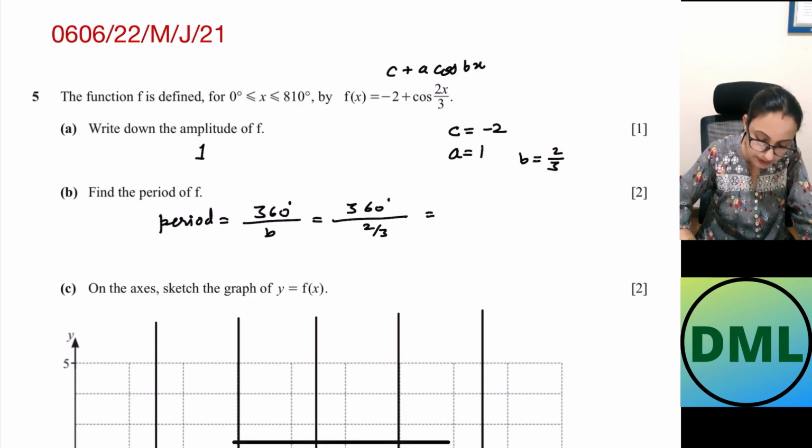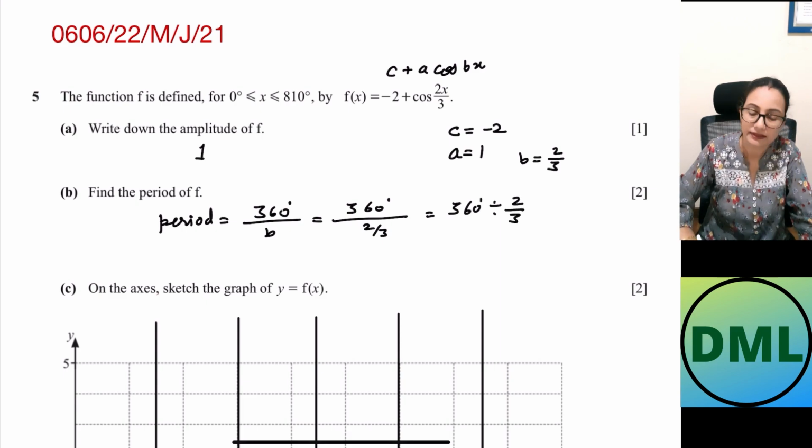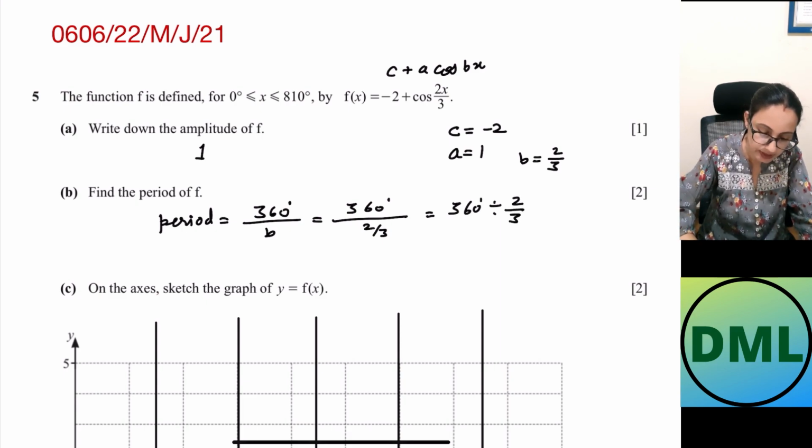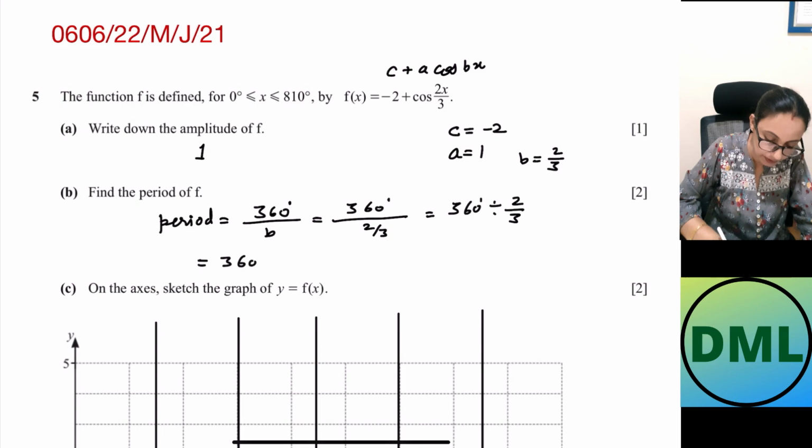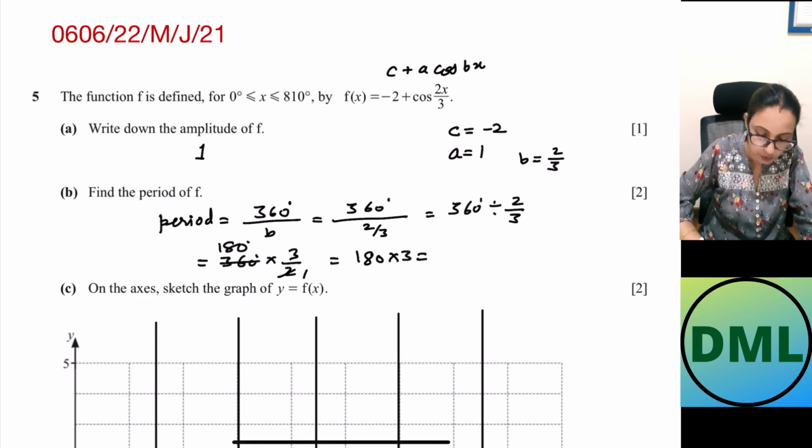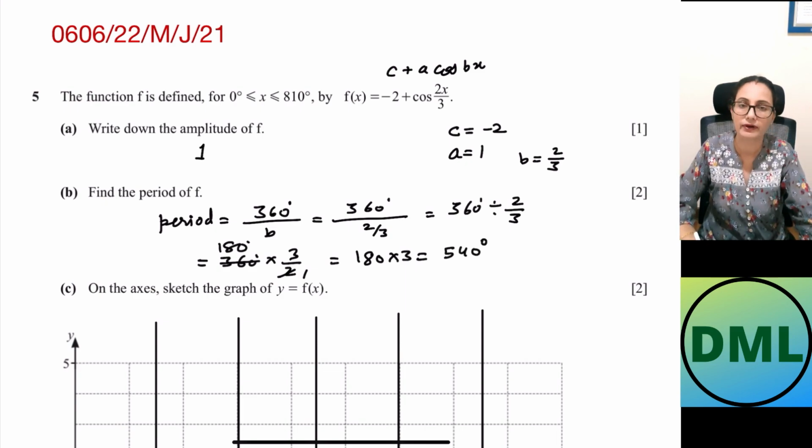How do we solve this? This will be equal to 360 degrees divided by 2 by 3. If I change this division sign into a multiplication sign, this will be flipped. That will be equal to 360 degrees multiplied by 3 by 2. If I cancel it from 2, that will be equal to 180 degrees. The answer will be 180 degrees multiplied by 3, which equals 540 degrees. Means my period is 540 degrees.